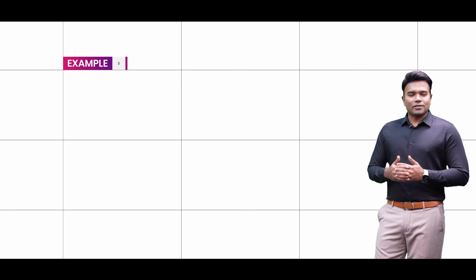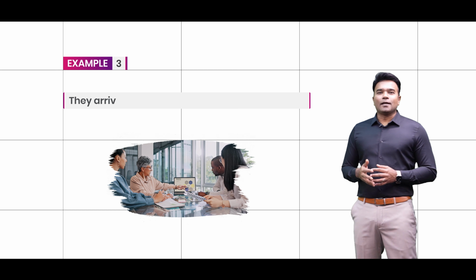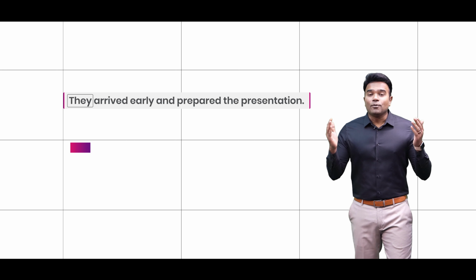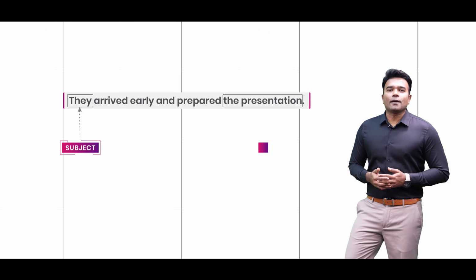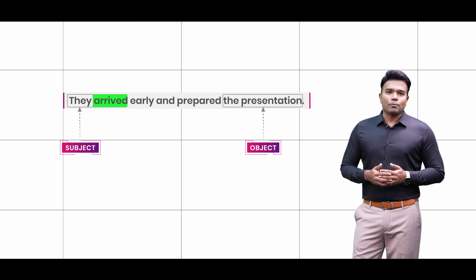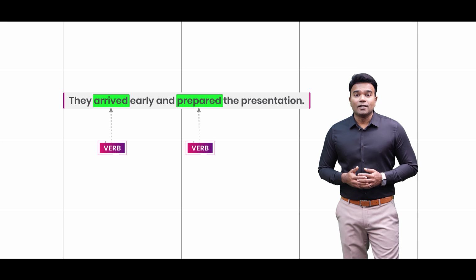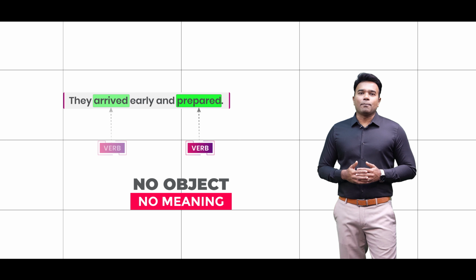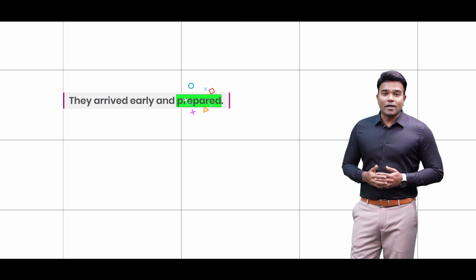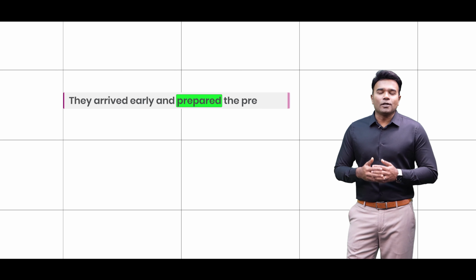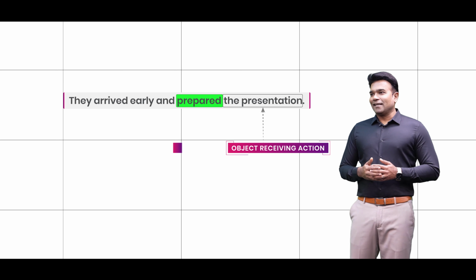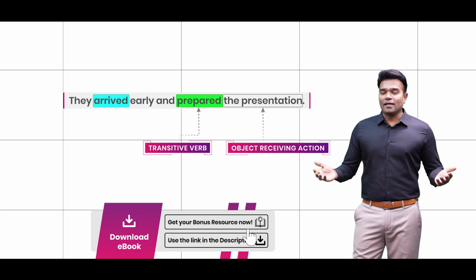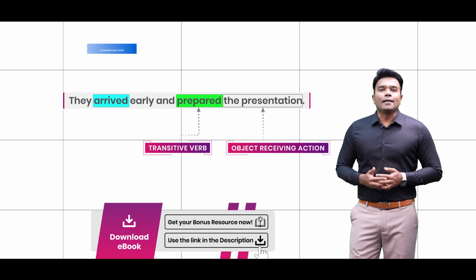Finally, have a look at this example. They arrived early and prepared the presentation. In this, they happened to be the subject, the presentation is the object, and arrived and prepared happen to be the verbs. And you know that the moment I remove the object, the word prepared really doesn't make any sense. In other words, prepared happens to be such a verb which demands the object and hence can be categorized as the transitive verb, whereas arrived definitely is not expecting a direct object and hence can be categorized as the intransitive verb.